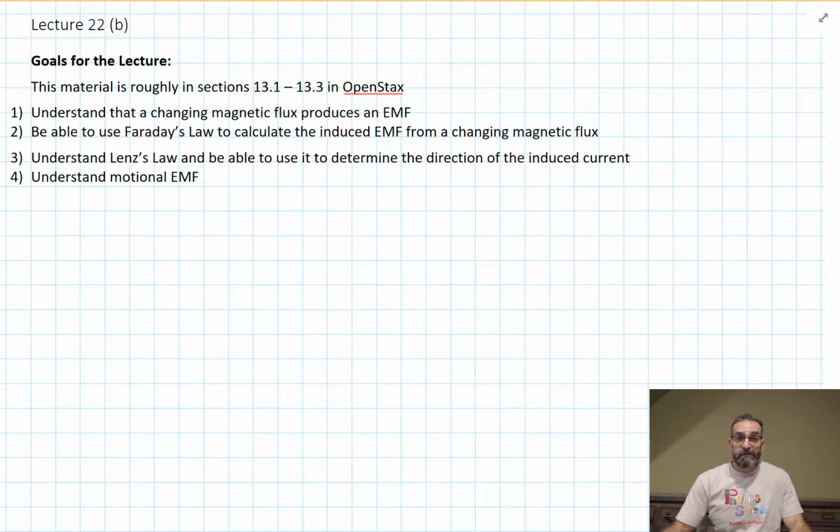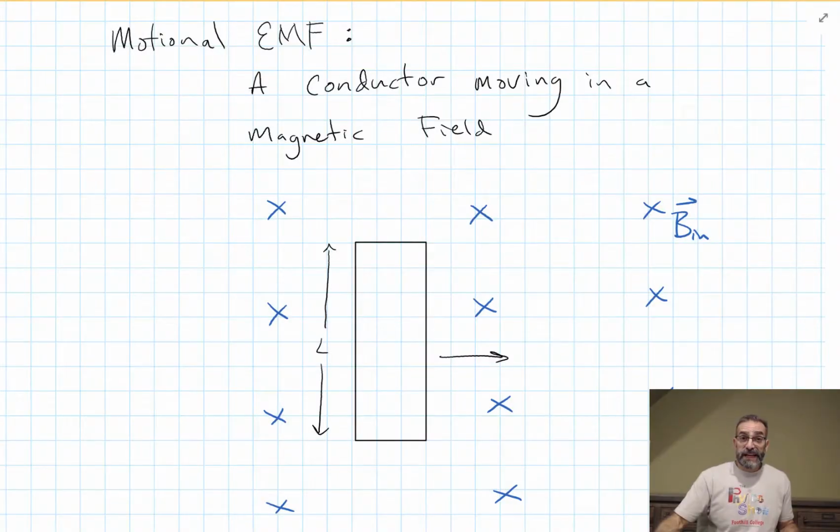It's called motional EMF. Here I have a thin rectangular conductor sitting in a magnetic field that points into the page. Let's get this conductor moving to the right at some constant velocity.